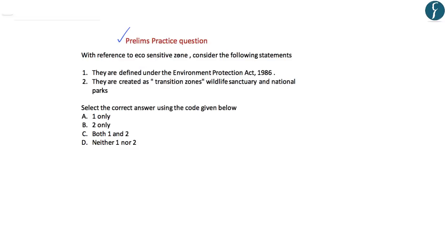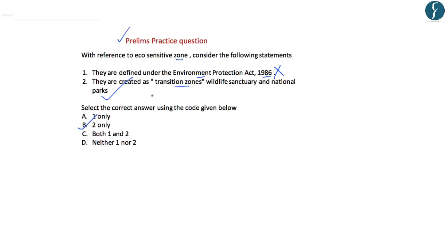With reference to eco-sensitive zone, consider the following statements. Number 1. They are defined under the Environment Protection Act 1986. This is incorrect. We have discussed that they are not defined under the Environment Protection Act, but rather have been mentioned under the National Wildlife Action Plan. Second, they are created as transition zones for wildlife sanctuaries and national parks. This statement is correct. Therefore, the right answer would be B, 2 only.